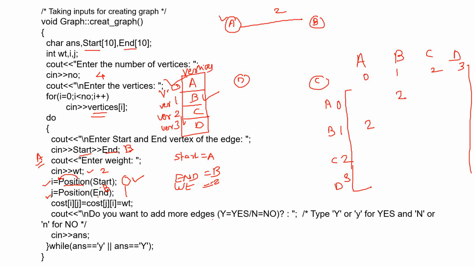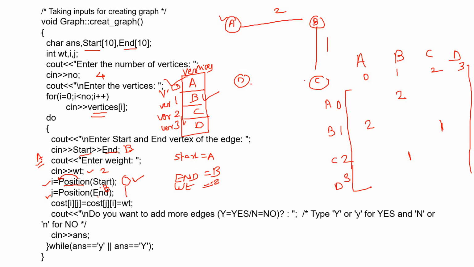Again I am asking, do you want to add some more edges? Let's say yes. So this loop will continue. This do while loop will continue until we stop accepting edges. Let's say the next edge is this one, which has weight equal to 1. So B to C, it will find the B to C position with the help of the position matrix, and store B to C equal to 1. Same is the case for C to B, also equal to 1. Because this is an undirected graph, we can read it from B to C or C to B.